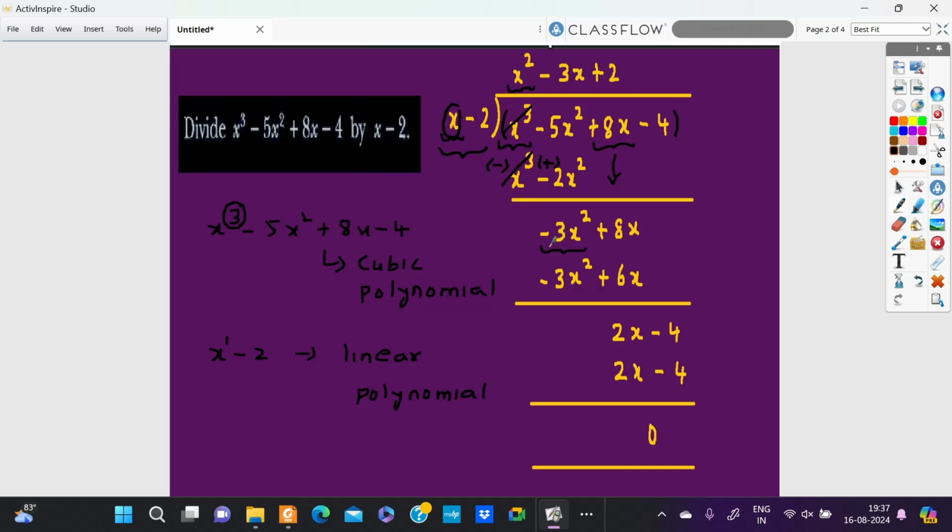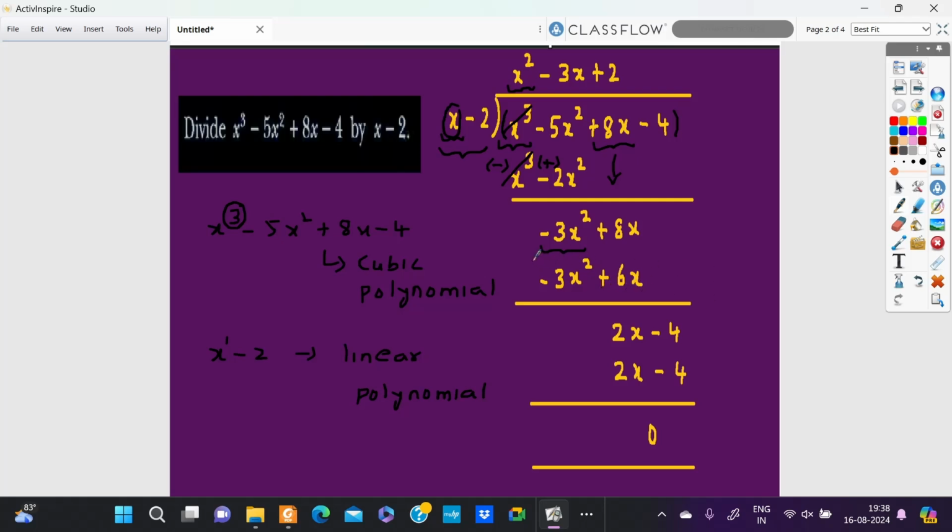So I would get exactly the same, including the sign. I don't want an opposite sign. I just want the exact thing, negative 3x squared. So I just multiply this x with negative 3x. So hence we have negative 3x squared. You have to multiply the whole divisor with negative 3x. So we have negative 3x squared positive 6x.